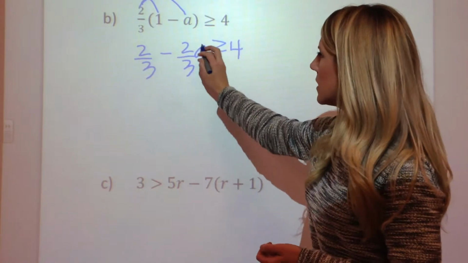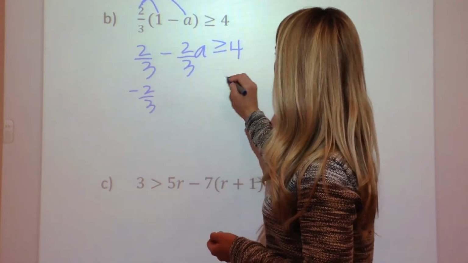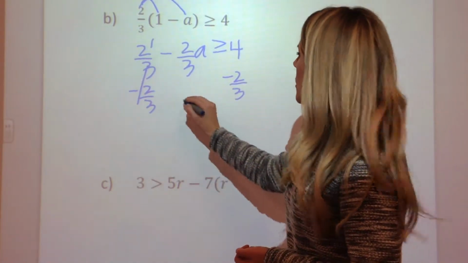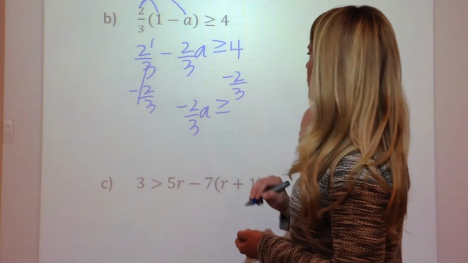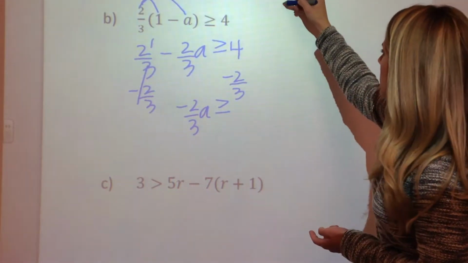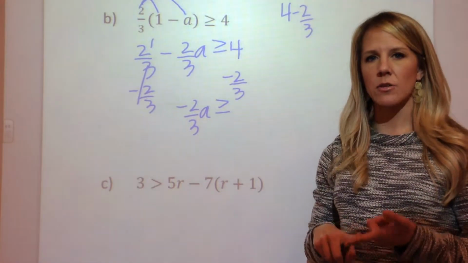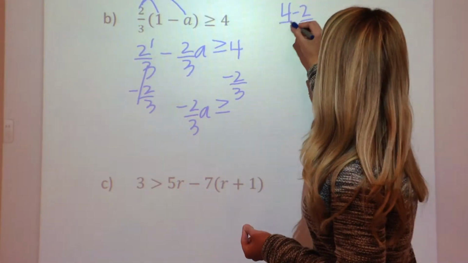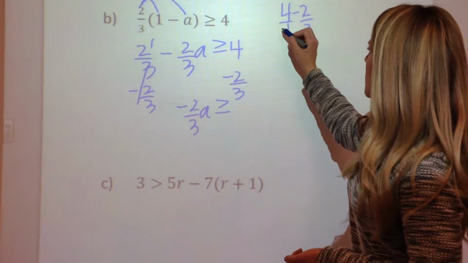Okay. Isolate a, so we have a 2/3, so we want to subtract 2/3 from both sides. 2/3 minus 2/3 is 0. So negative 2/3 a is greater than or equal to, so I'm going to come off to the side here because I have 4 minus 2/3. So remember, before you can add or subtract fractions, you must have a common denominator. So 4 is a fraction, it's just 4 over 1, because we know 4 divided by 1 is still just 4. The common denominator is going to be 3.